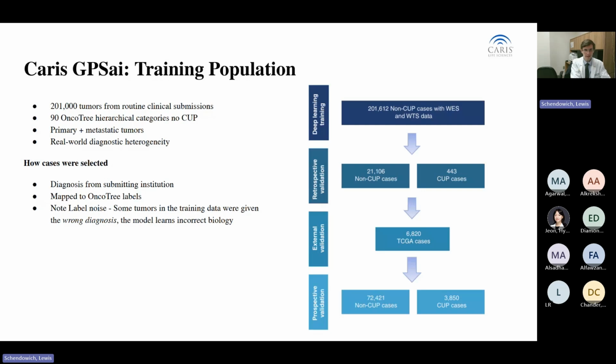How the cases were selected, it was really a diagnosis from the submitting institution. It was mapped to OncoTree labels, and some of the tumors in the training data were given potentially incorrect diagnoses. It really depends upon the treating institution about what the actual diagnosis is. So you have to keep in mind that there might be some label noise in which the model might learn incorrect biology from the actual submitting team.